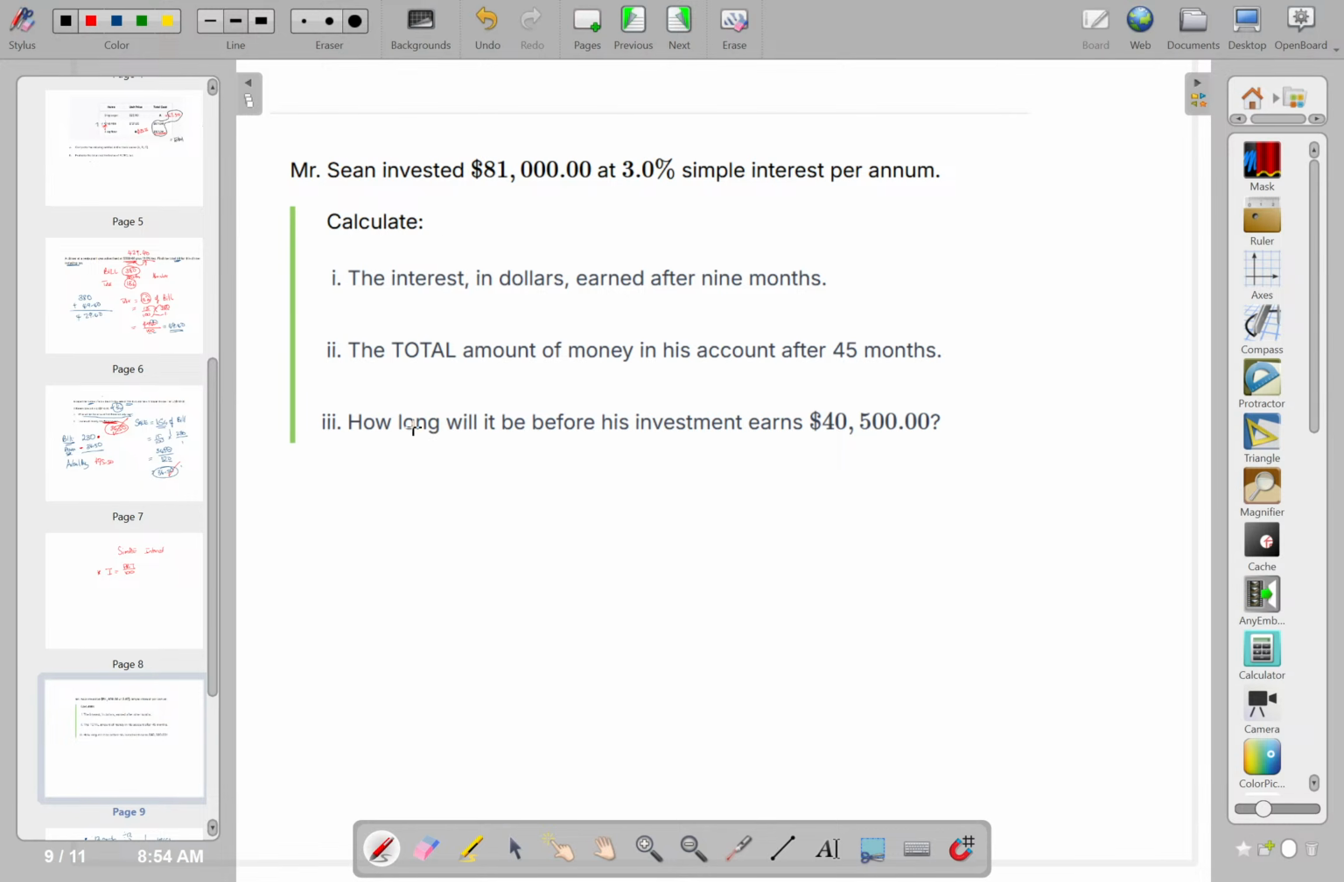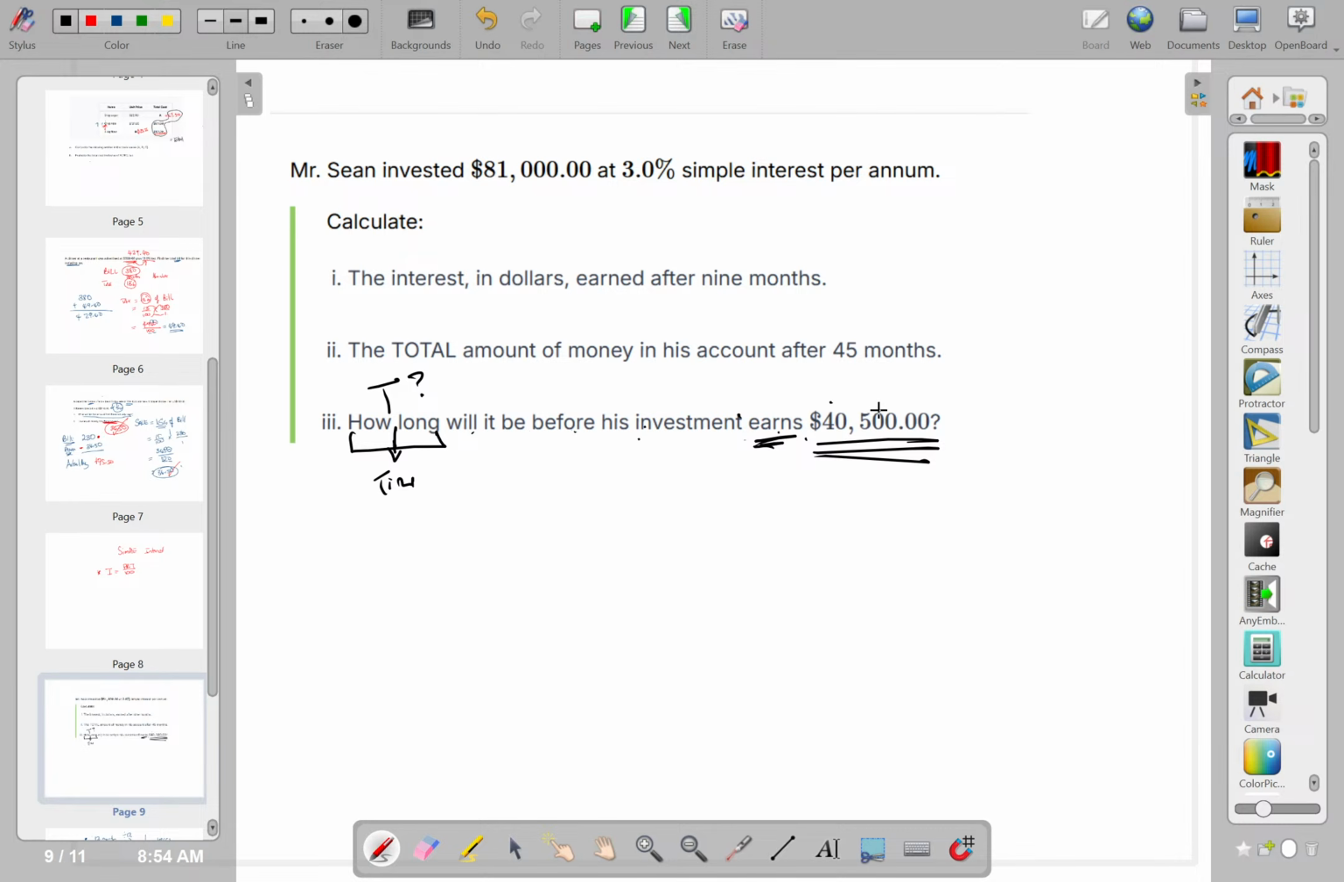Yeah? How long? What is measured in length? How long is a measure of what? It's a measure of time. Will it be before his investment earns this amount? Let's read it again. How long, time? So they're asking you to find the time. Will it take before his investment earns? Earns means that is the additional amount.